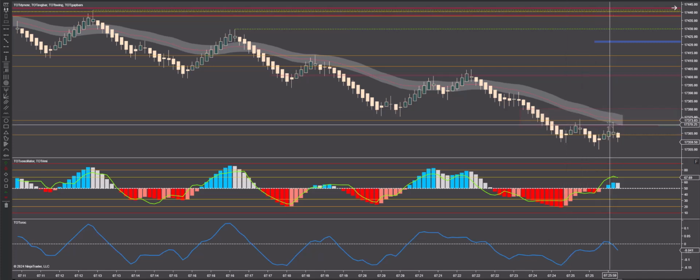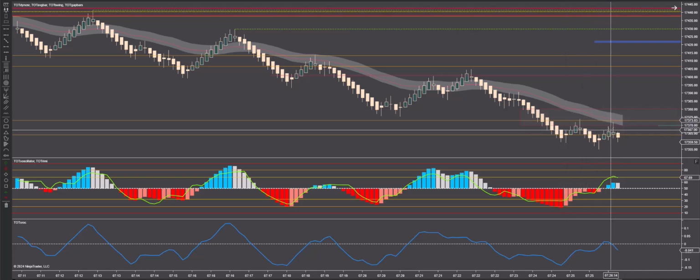It chopped, and so it went the other way. And again, sticking to the rules, under the highway, don't even try reversal trades. You would be a winner chicken dinner.